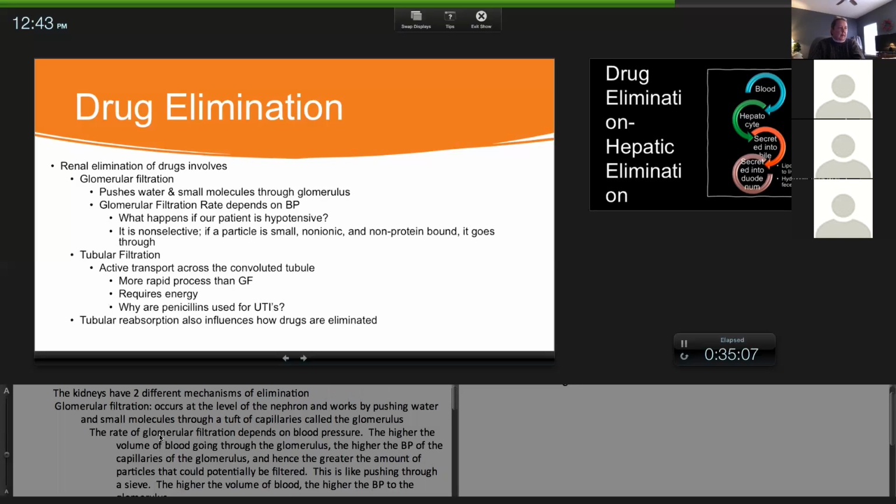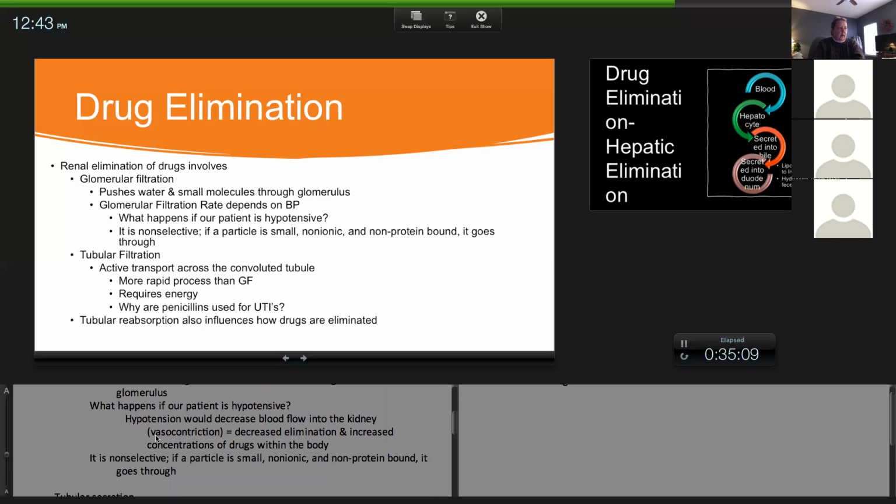So if you have low blood pressure, then you get decreased blood flow to the kidney. And then what happens is you have kind of vasoconstriction to the kidney, and you don't get as much blood flow. So you get decreased elimination of drugs and increased levels within the bloodstream.